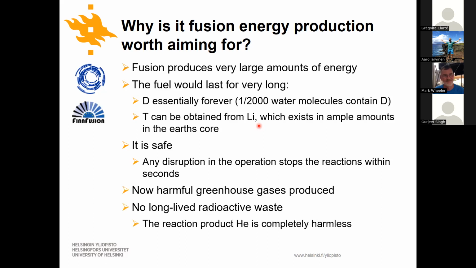And there are no harmful greenhouse gases produced, and there is no long-lived radioactive waste from the reaction itself. There is some activation inside the reactor, but it's not the actual reaction products themselves which do that.